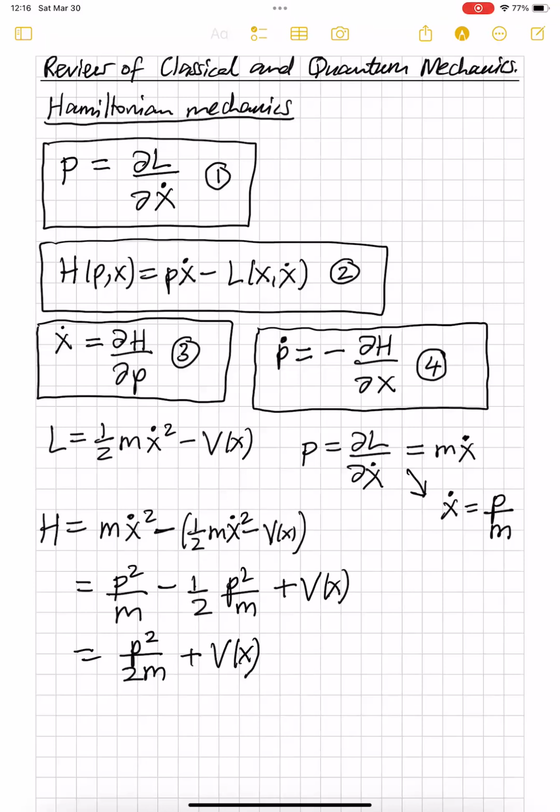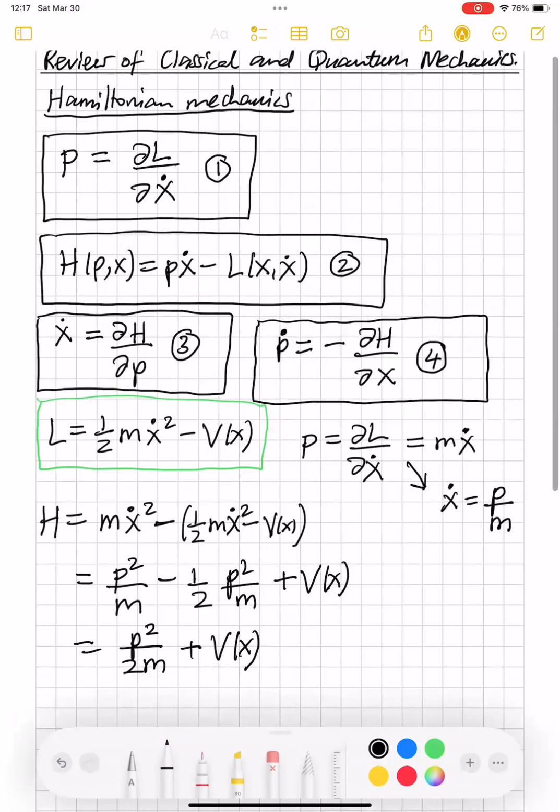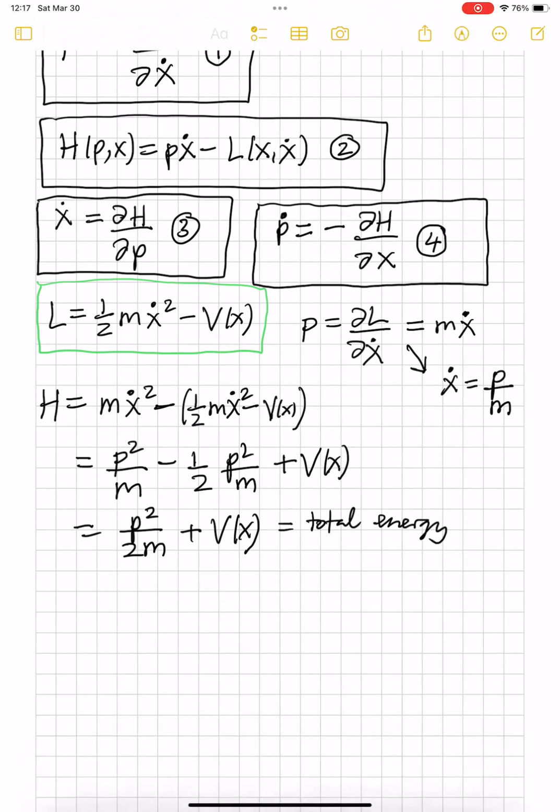Now notice, the Lagrangian, which we had sitting over here, was the kinetic minus the potential energy. The Hamiltonian, on the other hand, is the kinetic plus the potential energy. So this is just the total energy. And that's the interpretation of the Hamiltonian. It gives you the energy of the system. Good. Okay, so now let's work out our Hamilton equations of motion and see what they're telling us.